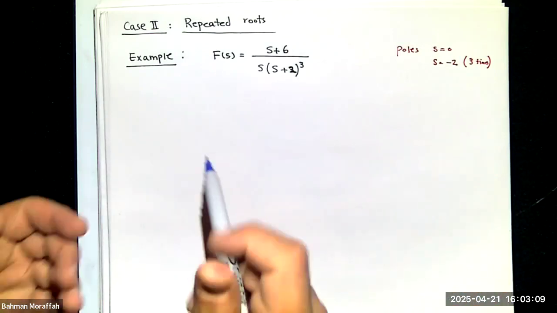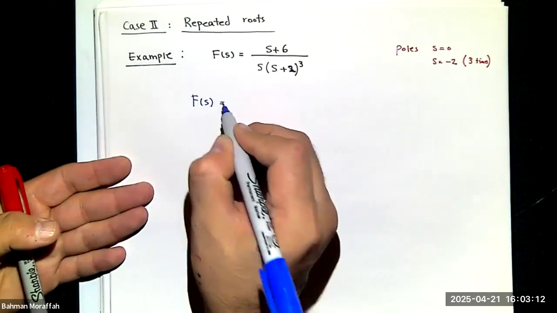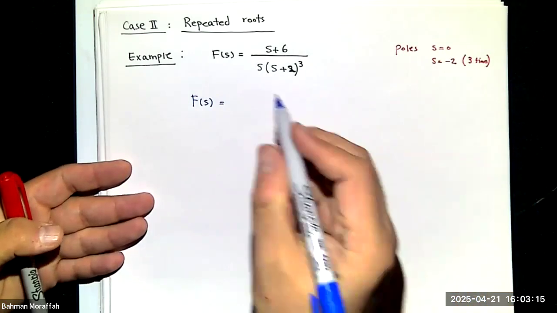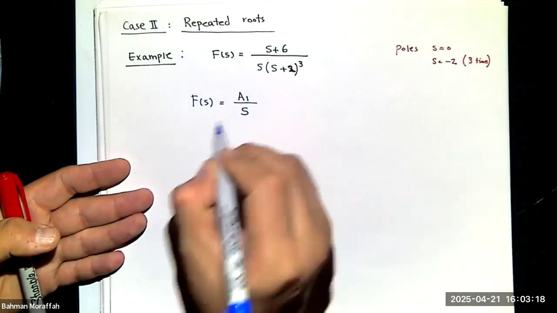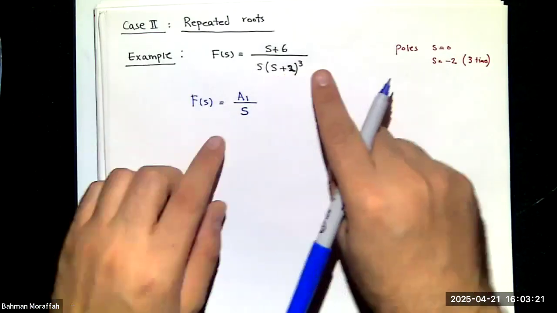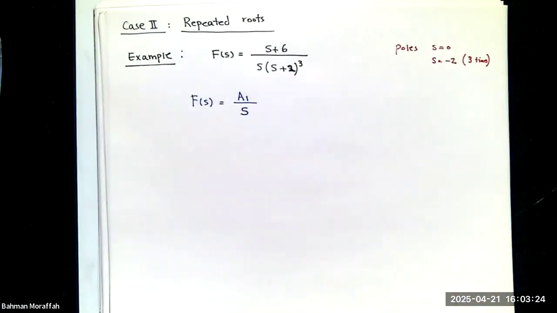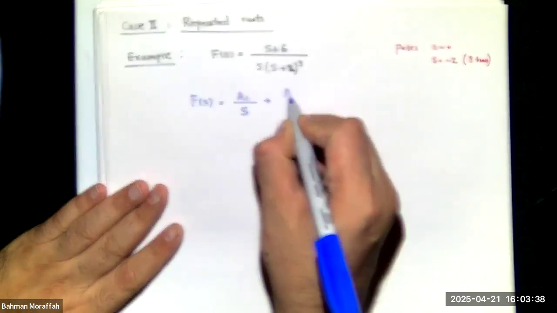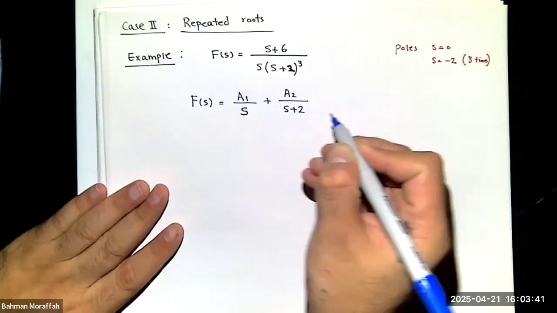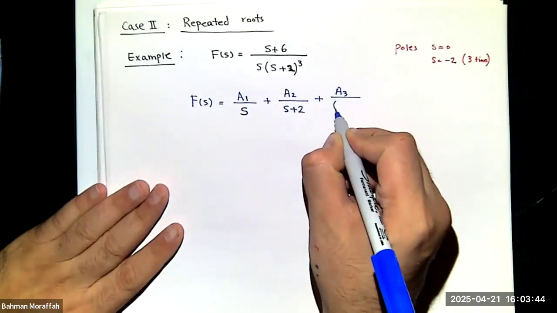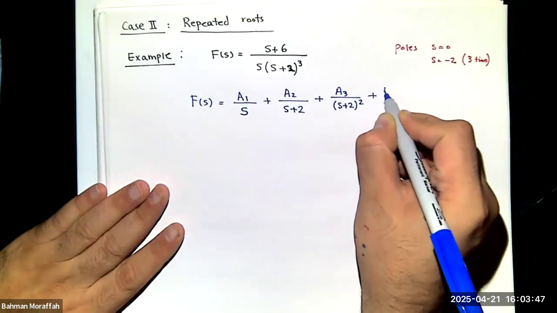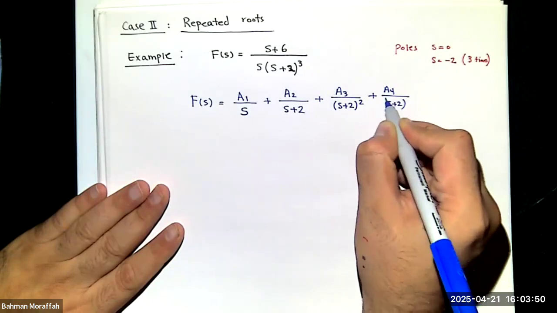So if I want to decompose this F of s, I have no issues with the 0, so I can write it as a1 divided by s. Since this -2 is being repeated 3 times, I have to have all the multiplicities of it. I have to have s plus 2, s plus 2 to the power 2, and also s plus 2 to the power 3. So I have plus a2 divided by s plus 2, plus a3 divided by s plus 2 to the power of 2, plus a4 over s plus 2 to the power of 3.